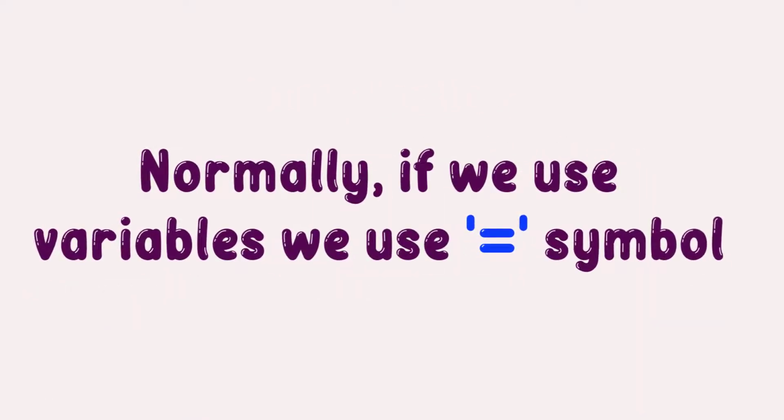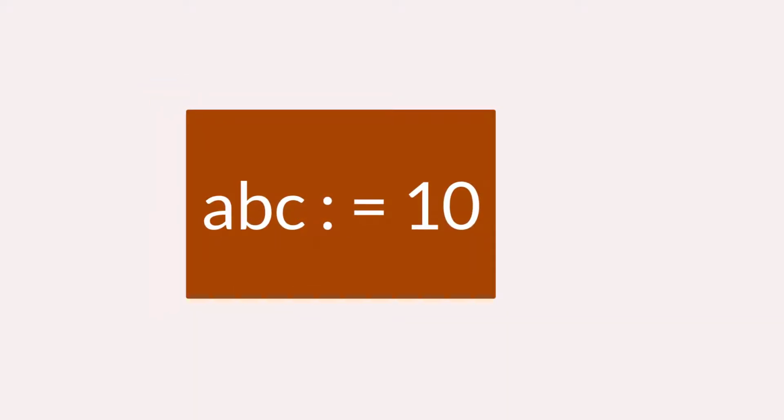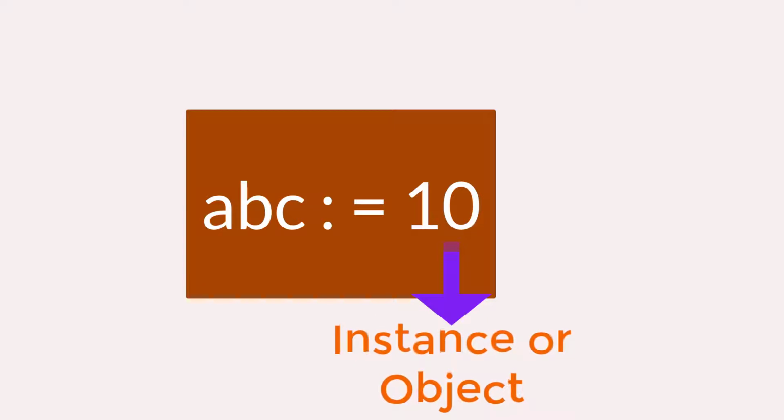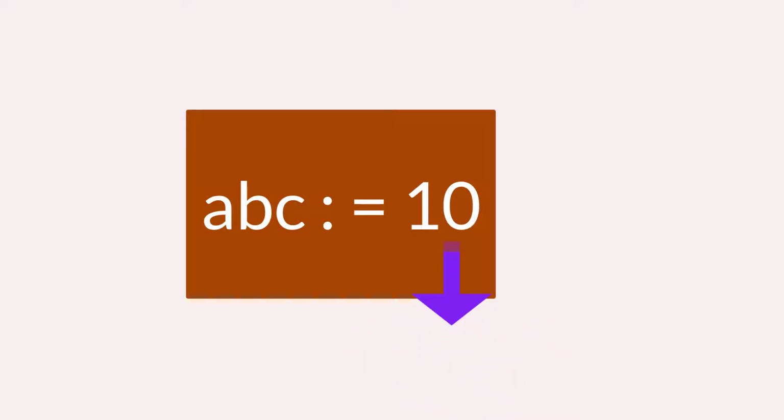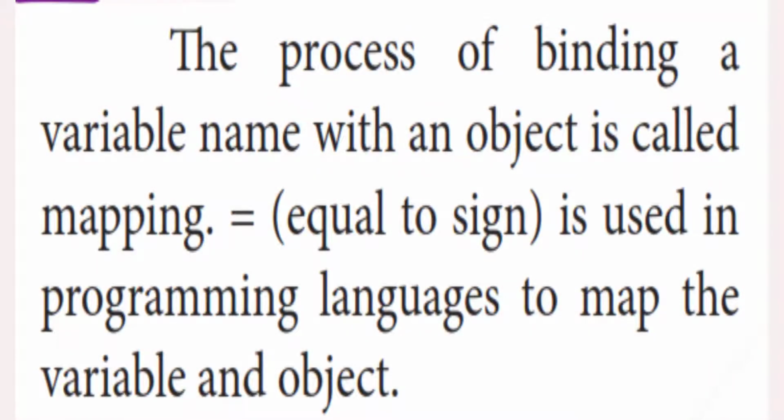Normally, when we use variables, we use the equal to symbol. For example, ABC equal to 10. Here the value 10 is called an instance or object. This object 10 is bound or mapped to the variable ABC. Now let's see the book statement. The process of binding a variable name with an object is called mapping. The equal to sign is used in programming languages to map the variables and objects. So to map a variable and the value, which is called an object, we use the equal to sign so that the value and the variable get mapped or bound together.